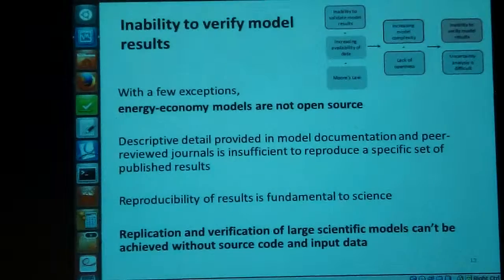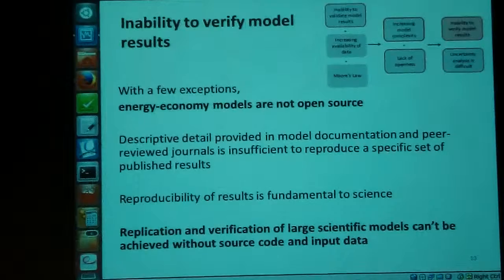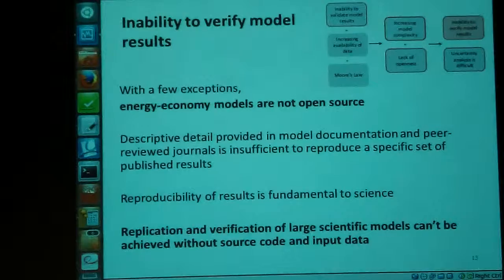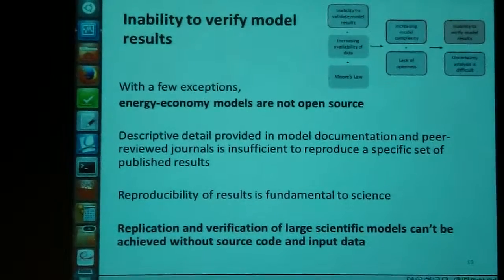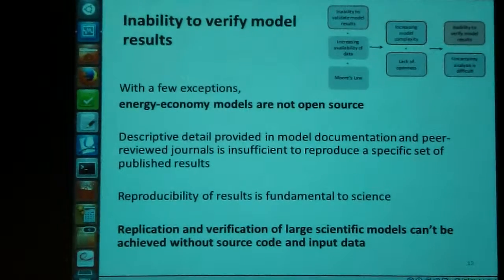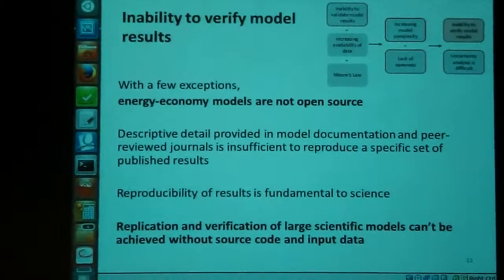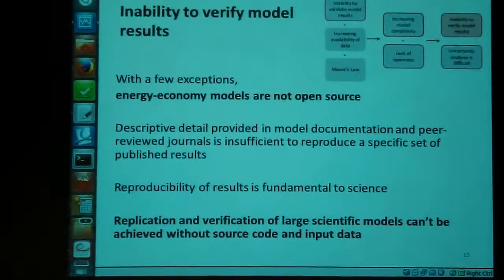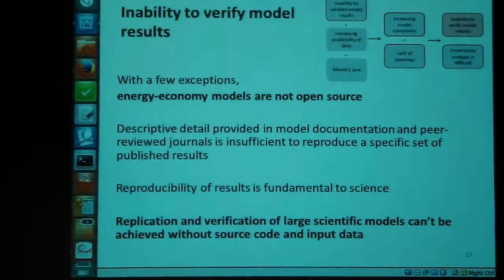So the models are complex. What that means is if I write a journal paper, even if I have an appendix, and maybe I even have separate model documentation, the models are complicated enough that I cannot use that information to reproduce the results from a particular published analysis. And I would argue that reproducibility of results is fundamental to science. And the only way that we can overcome this issue of verification is if we make the source code and the data associated with the models open source so that everybody has access to it. Okay?